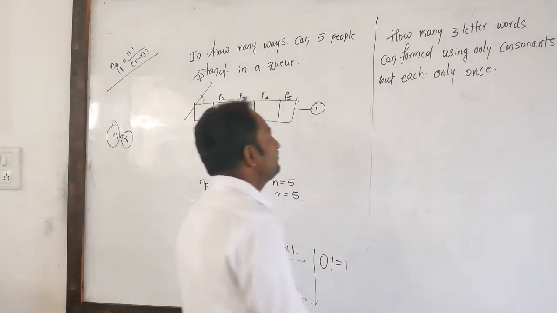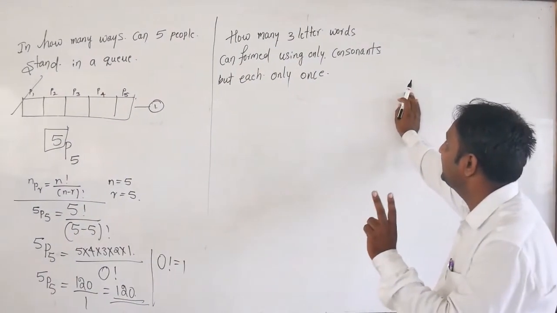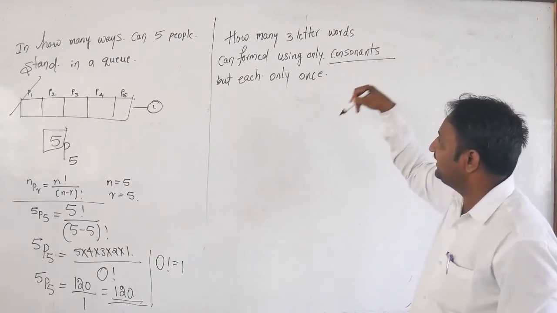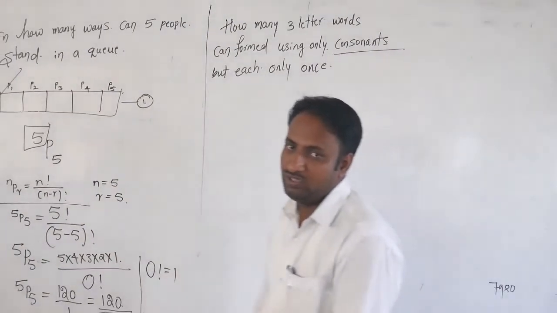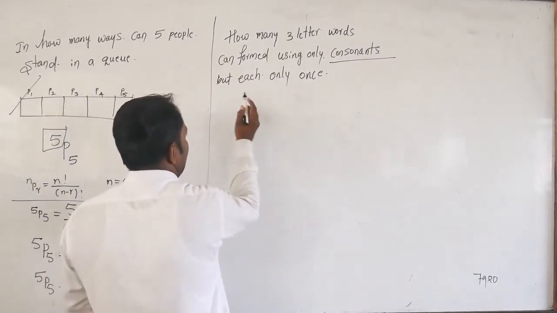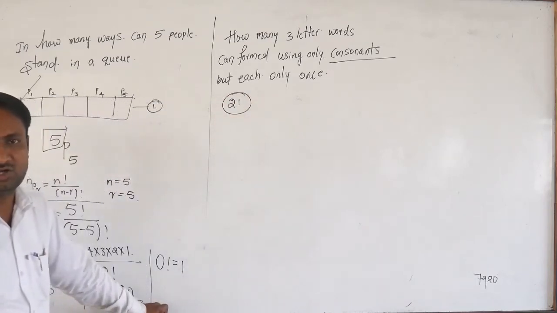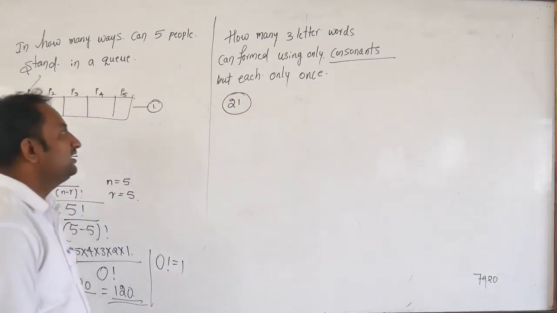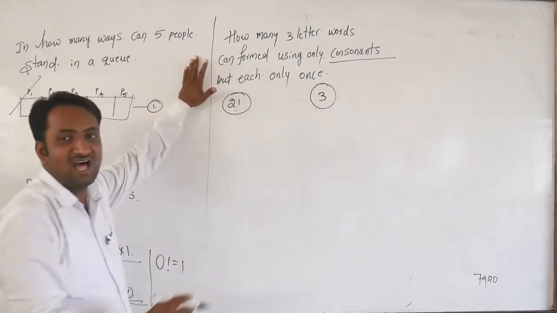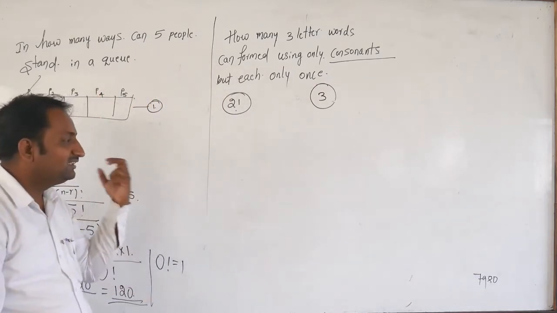In this concept: how many 3-letter words can be formed using consonants, but each only once? In our alphabet there are 21 consonants. So 21 letters are available, and by using these 21 letters we can take only 3 letters.